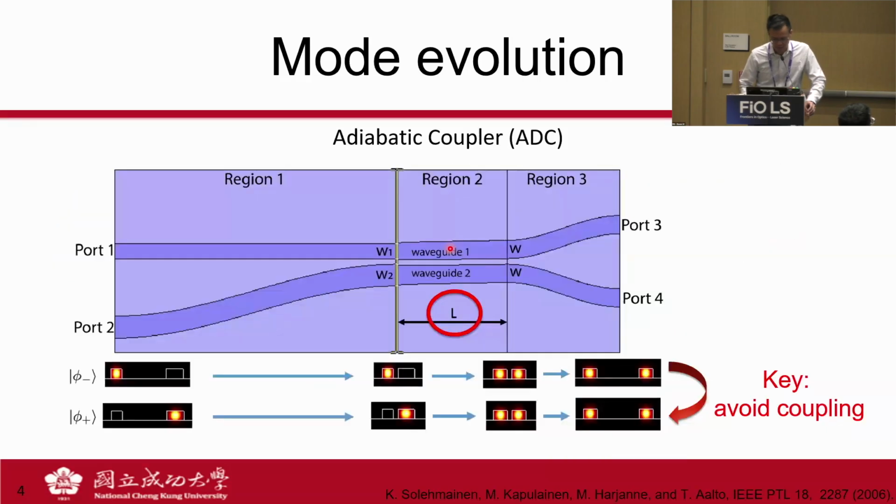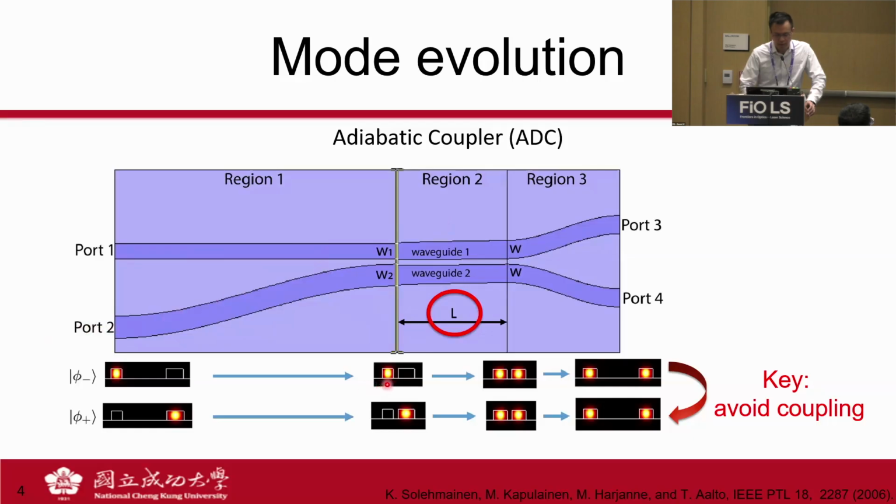Another common adiabatic device is the adiabatic 3 dB coupler. Again, we have two waveguides in proximity, but different from the directional couplers we showed earlier, the device geometry, which is the width here, changes along the mode evolution region. At the beginning of the mode evolution region, we solve for the super modes, and we see that one of the super modes is very close to one of the input modes, and the other super mode is very similar to the input light from port 2.